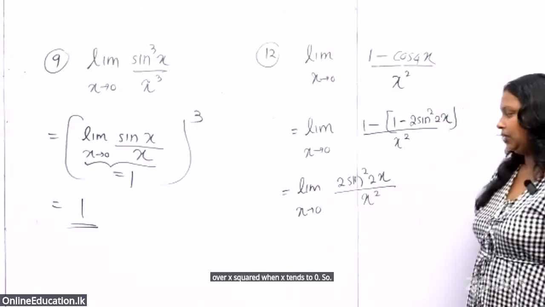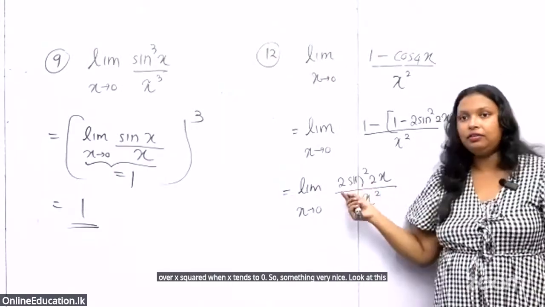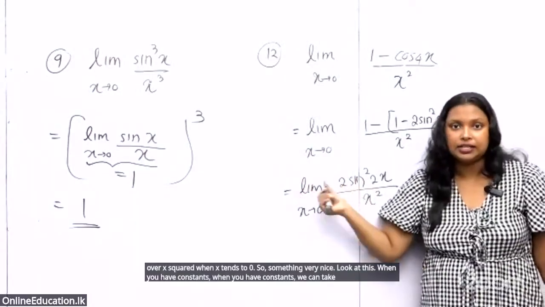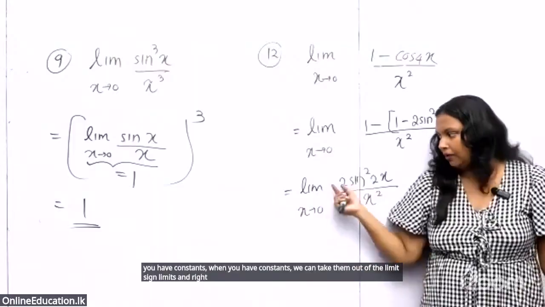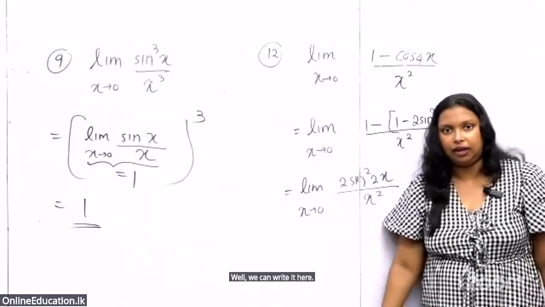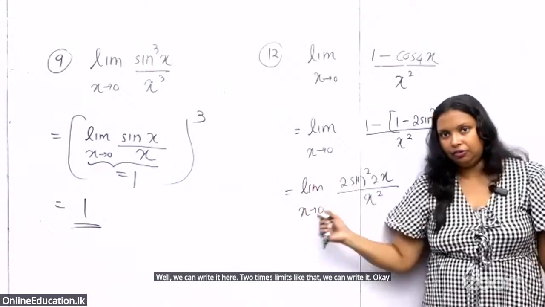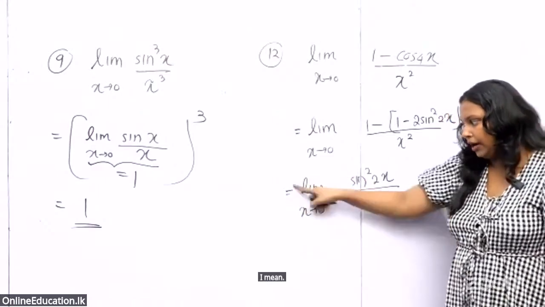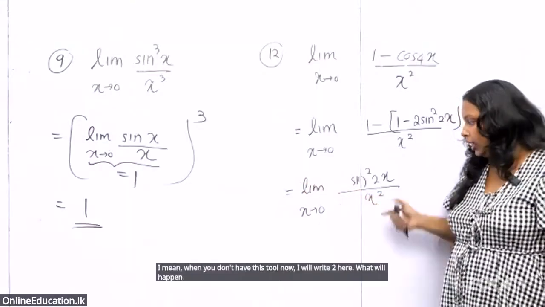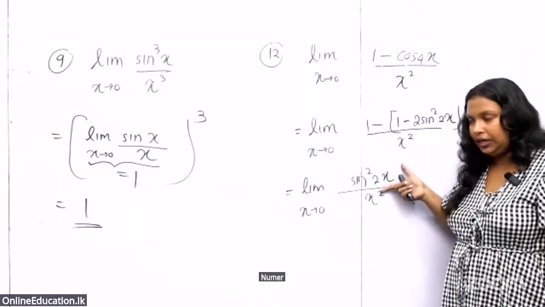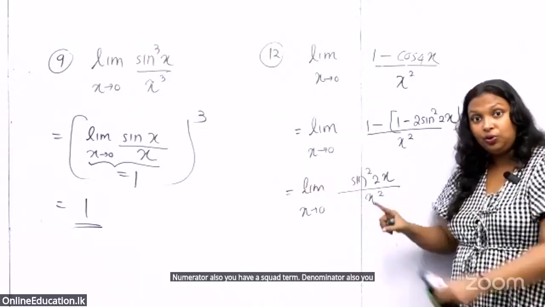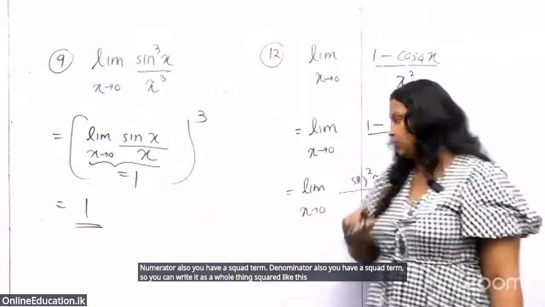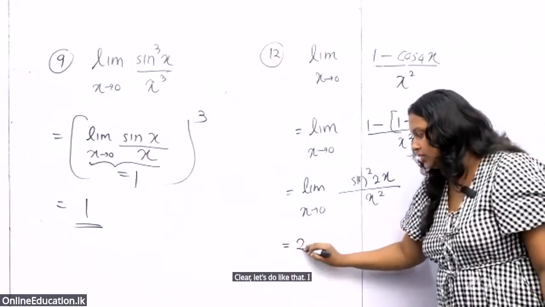So something very nice. Look at this. When you have constants, we can take them out of the limit. So 2 times the limit, like that we can write. When you take it out, what will happen? Numerator also has a squared term, denominator also has a squared term, so you can write it as a whole thing squared like this. Clear? Okay, let's do it like that. I will take 2 out first.